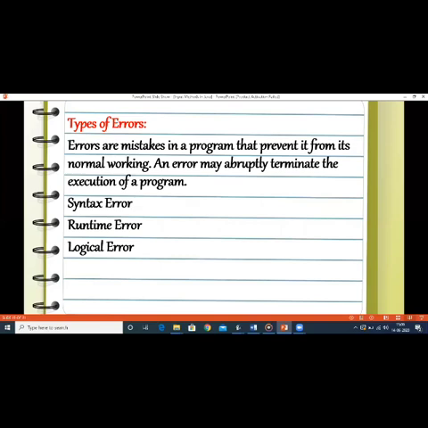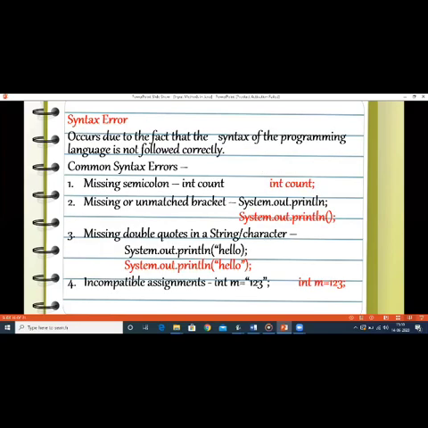Now, let's know about the different types of errors. Errors are mistakes in a program that prevent it from its normal working. An error may abruptly terminate the execution of a program. Suppose you're writing a program and suddenly the program doesn't go for the complete execution. It ends abruptly somewhere. That means it has an error. There are three types of error: syntax error, runtime error, and logical error. Let's learn about them in detail.